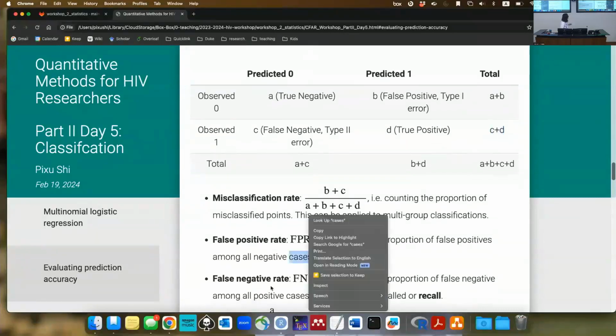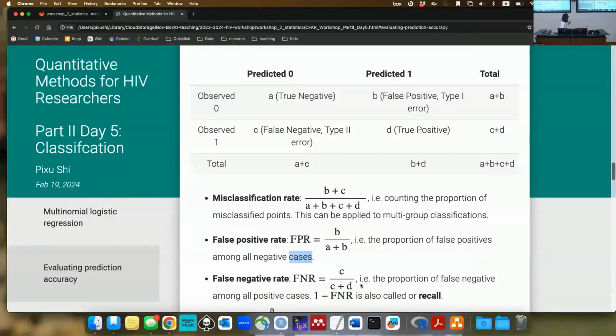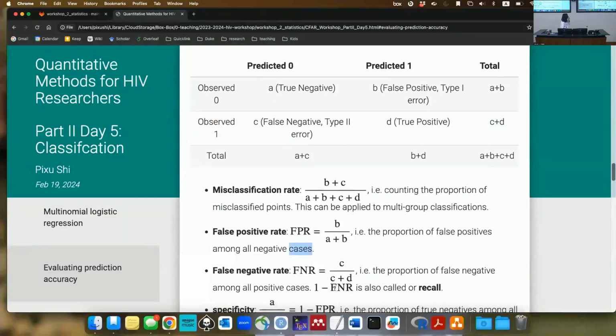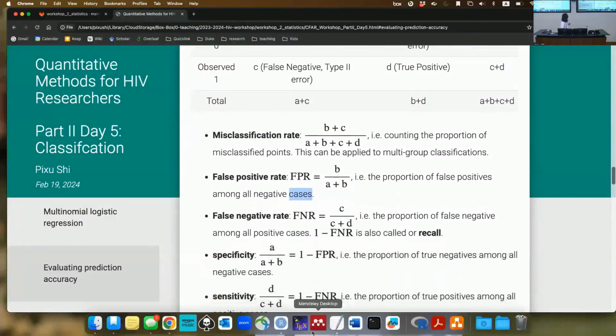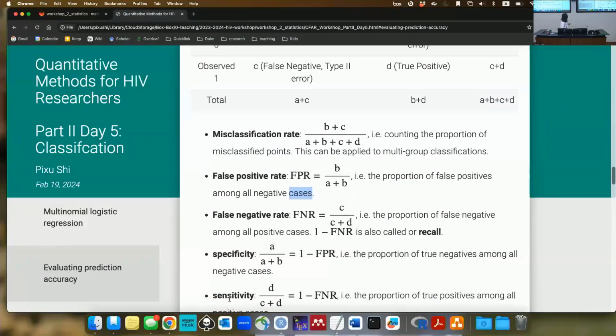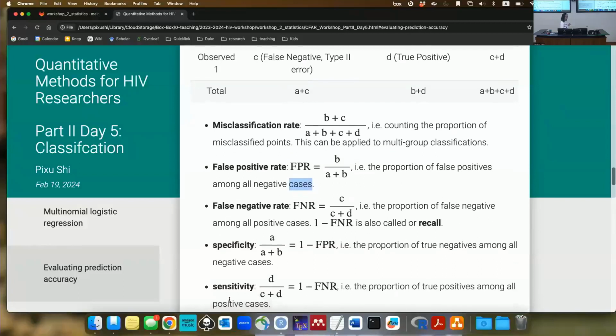And the false negative rate has another name. If you take 1 minus the false negative rate, it's also called recall or sensitivity. It's just different people from different fields giving different names. And for specificity, it's 1 minus the false positive rate. So when you have a trade-off between the false positive rate and false negative rate, you have the same trade-off between sensitivity and specificity. It's just the 1 minus of each of those two.